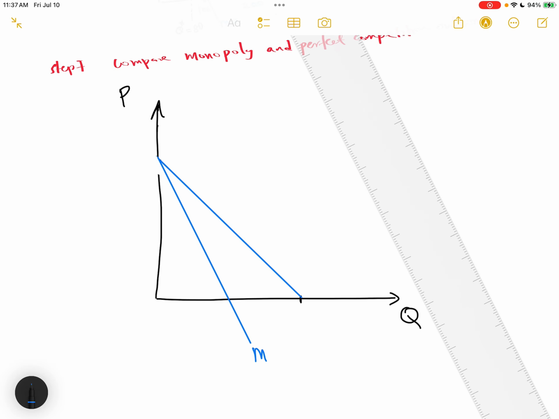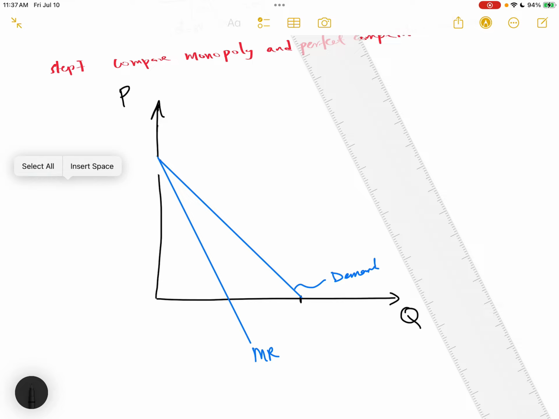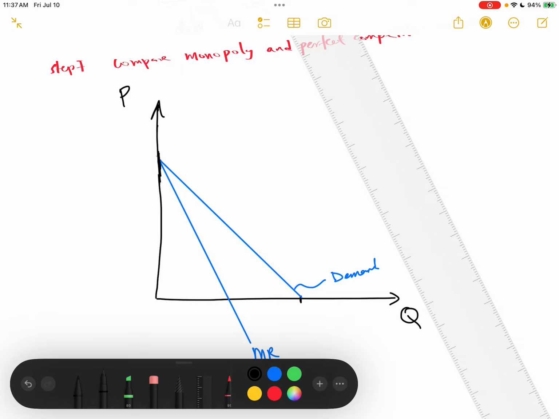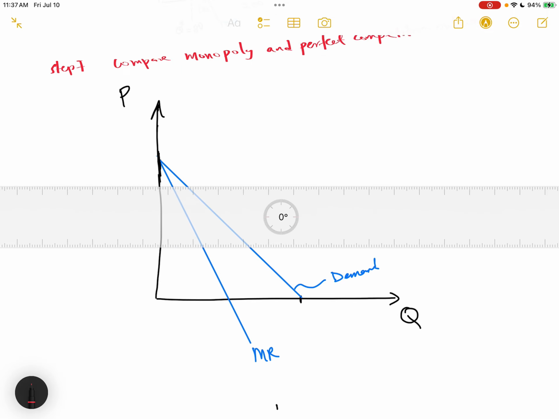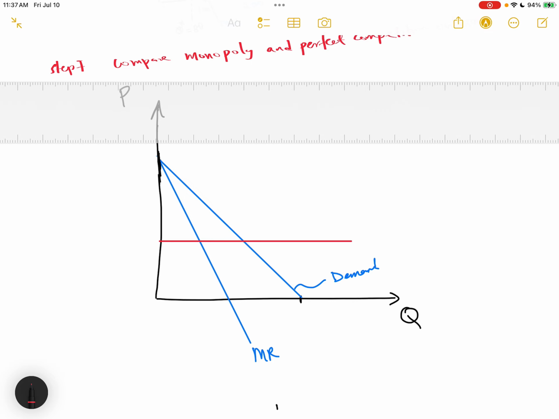Now label this as the marginal revenue. I will label this inverse demand curve as just demand. And I will edit my y-axis because I just erased it accidentally. Okay. We need a marginal cost curve. If we had a horizontal line, a constant marginal cost, we'll have MC here.